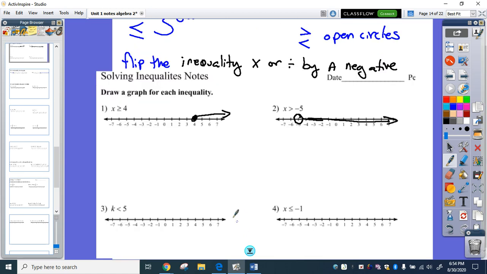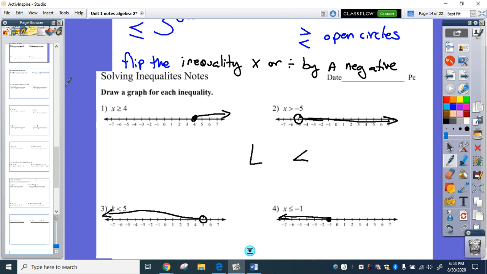On the other hand, when we have k is less than 5, we're going to have an open circle at 5 because we're not including 5, but it's less than, so we're going to shade off to the left. I had a teacher once who told me she always remembered less than because if you make an L with your hand and turn it a little bit sideways, you get the less than symbol. Now we have x is less than or equal to -1. Again, we're going to have a closed circle because it is or equal to. So we have a closed circle at -1 and we go off to the left.